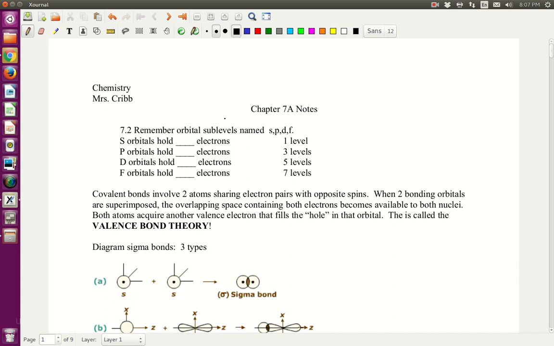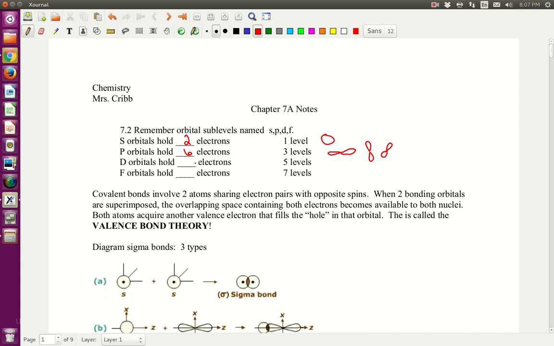So let's review really quickly about orbitals. Remember, the s orbitals can hold 2 electrons. There's one level, one sublevel, and it looks like a sphere. And the p orbitals can hold 6 electrons, and there are 3 shapes, and they're all dumbbell shapes. One on the x-axis, one on the y-axis, and then one on the z-axis that would go in and out. So there's the 3 shapes.